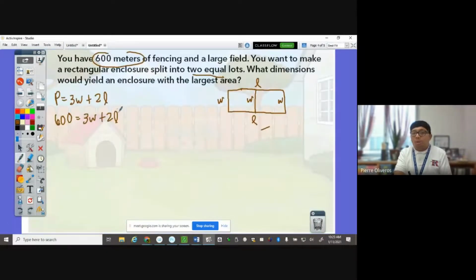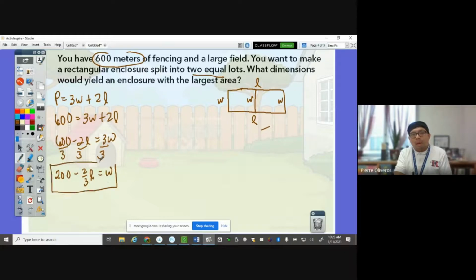Now we will solve for one of the variables. This time let's solve for W. So 600 minus 2L equals 3W. Divide everything by 3. That makes us 200 minus 2/3 L equals W. And that's our W. And therefore length is equal to length, we know that.